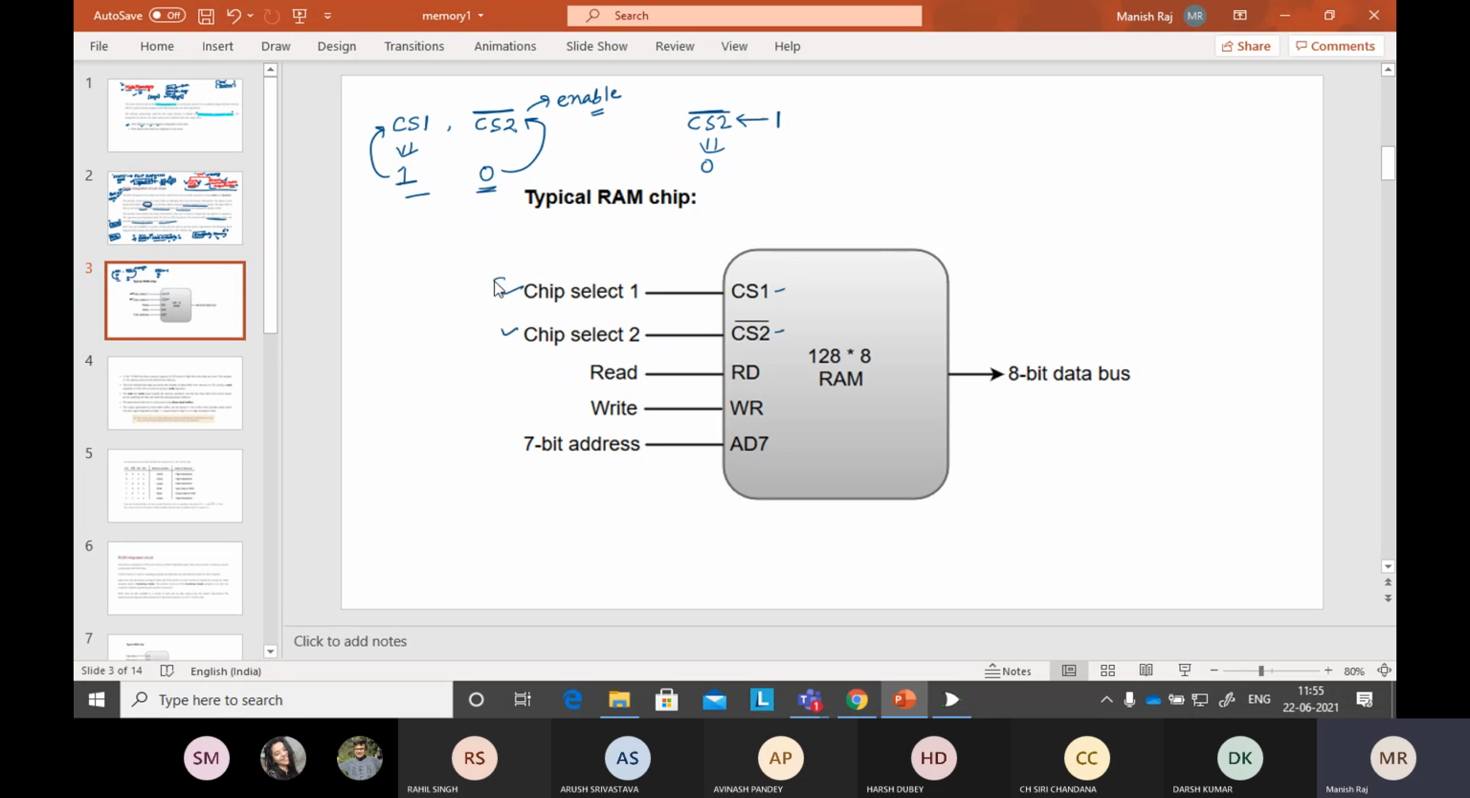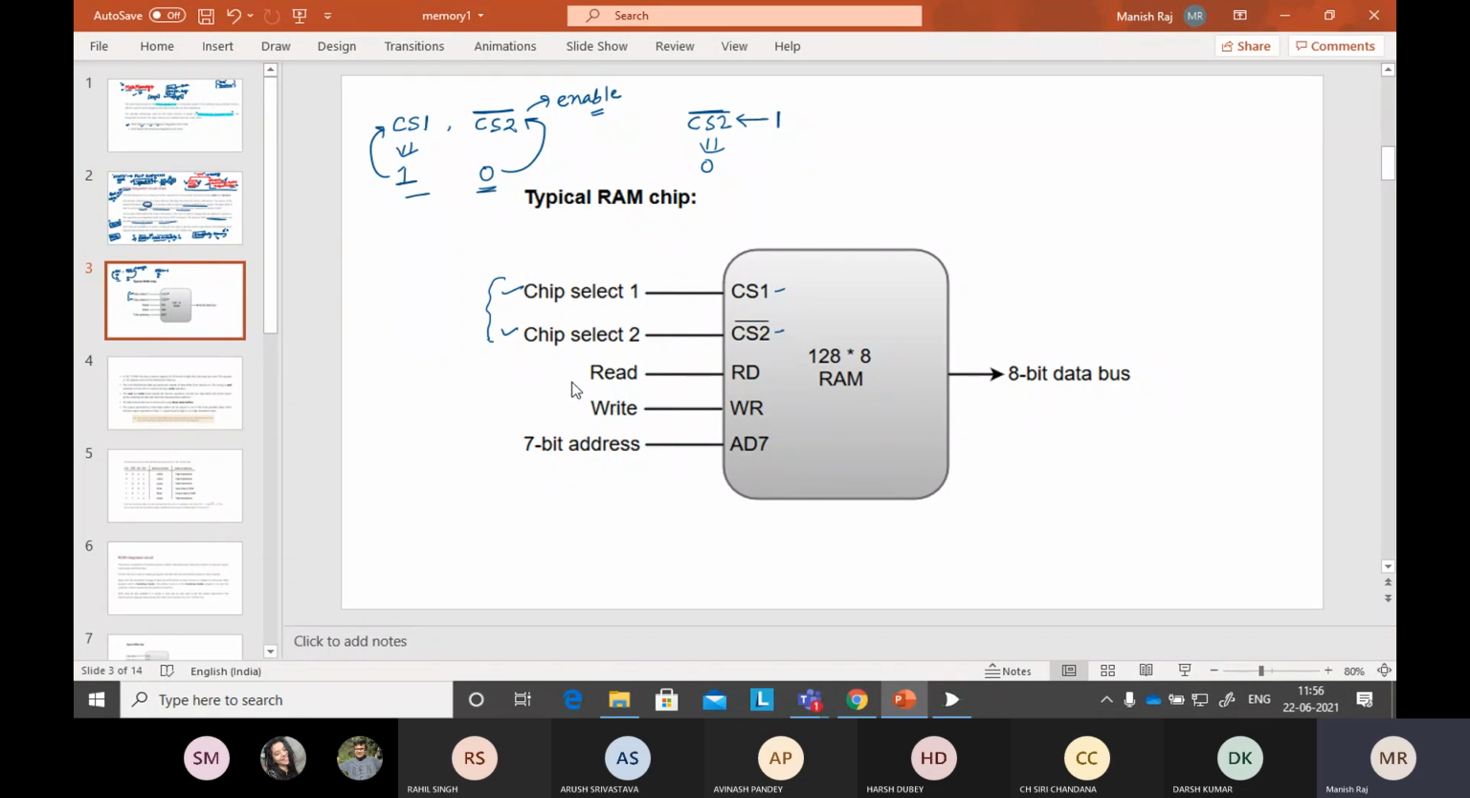Most of the time the microprocessor does this part. It will provide the bits to chip select 1 and chip select 2 and enable the chip. Is it okay? Hello? Yes or no? Yes, sir. Okay, very good. So this part is clear.